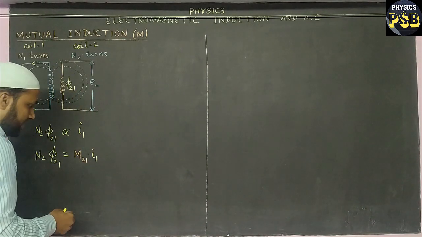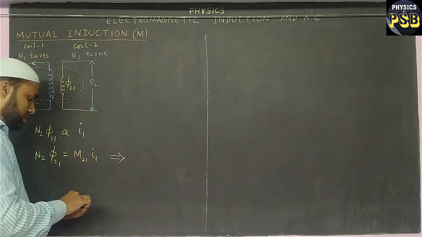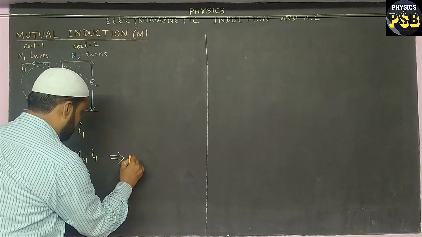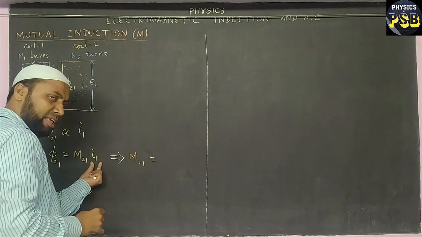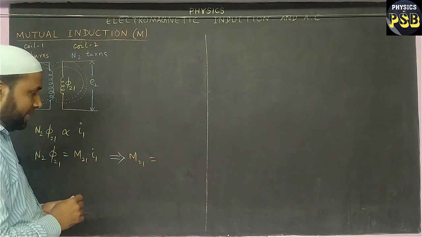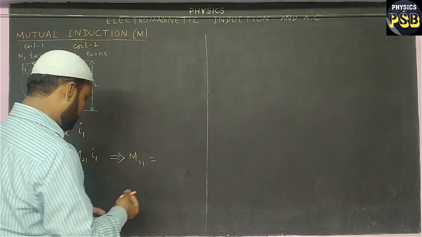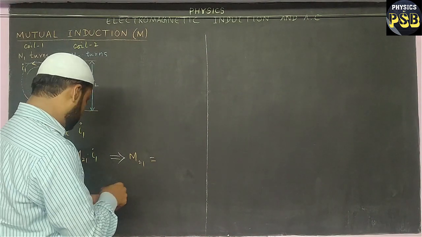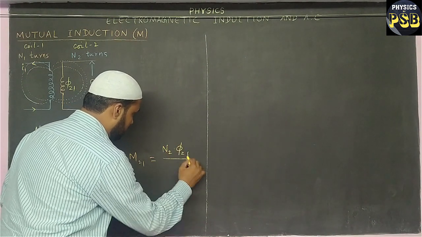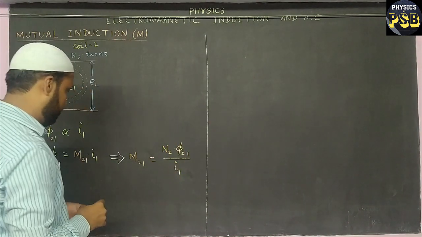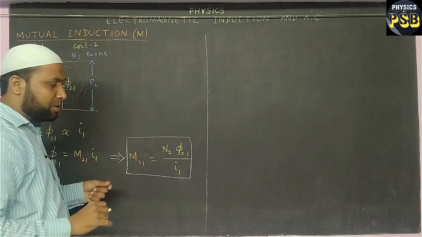Here M21 can be obtained from this equation by cross multiplication. Guys, M21, I keep it here. Now I take I1 to this side. It is multiplying here. When it is taken to the other side, it will divide. So I'll get N2 phi 2 1 divided by I1. This is the expression for M21.